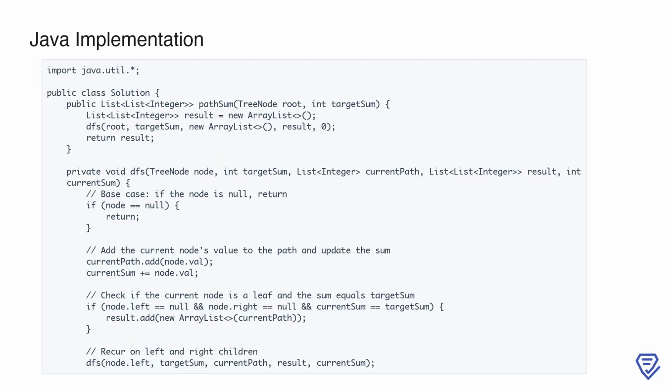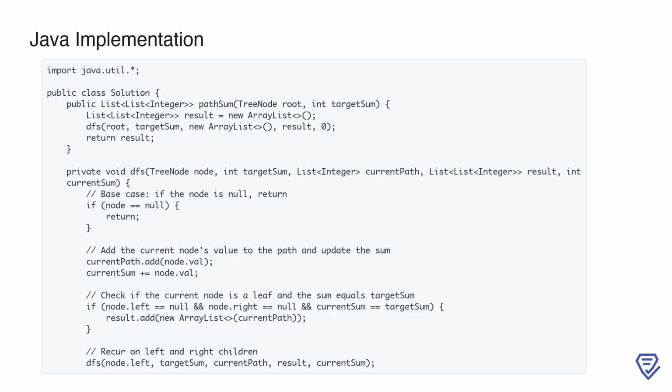Here, we begin implementing the solution in Java. The pathSum method is the entry point, which takes the root of the binary tree and the target sum as input. We initialize an empty list called result to store all valid paths and then call a helper method DFS to perform a depth-first search. The DFS method is where the main logic resides.